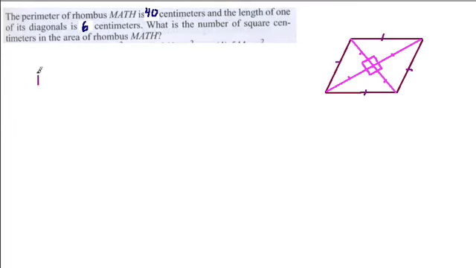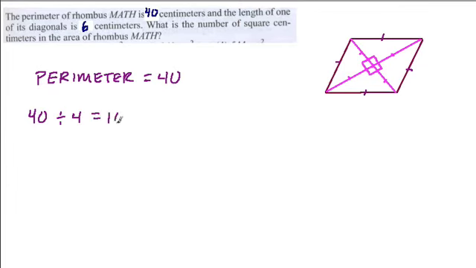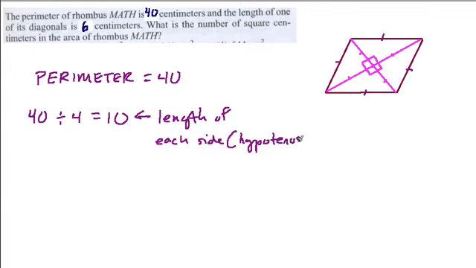So when they tell you that the perimeter is equal to 40, since each side is equal, you can take 40 and divide it by 4, and that gives you 10. And 10 is the length of each side, and then I'll write in parentheses, or hypotenuse, because those sides are the hypotenuses of the right triangles that we have, right? Now they're each 10.